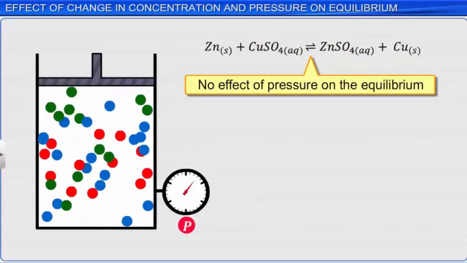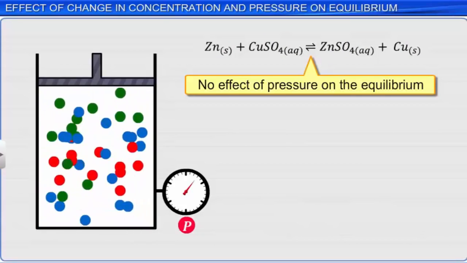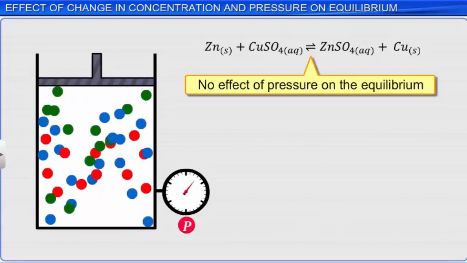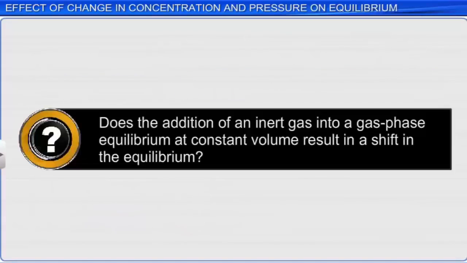Now, here is an interesting question for you. Does the addition of an inert gas into a gas phase equilibrium at constant volume result in a shift in the equilibrium?